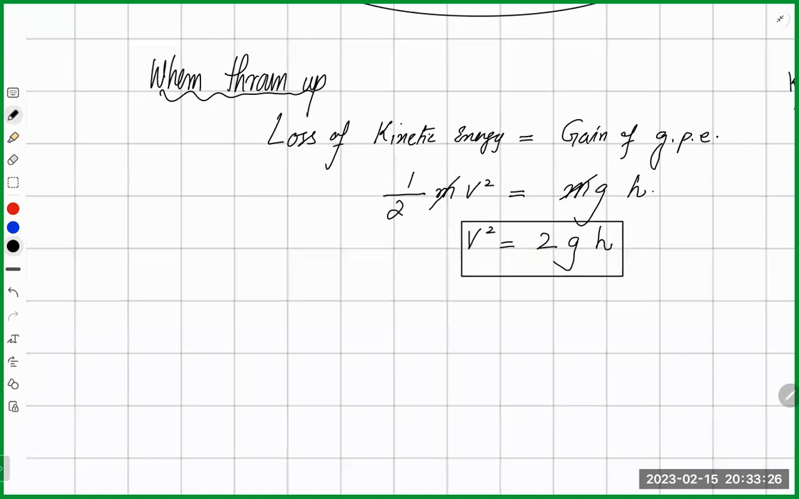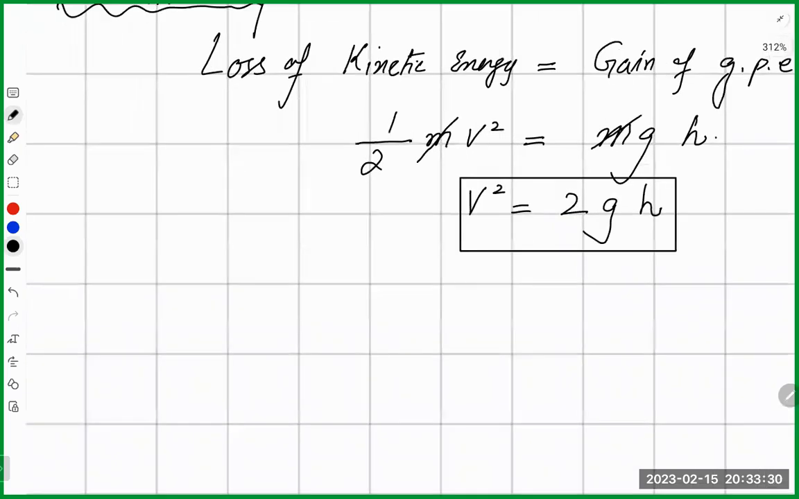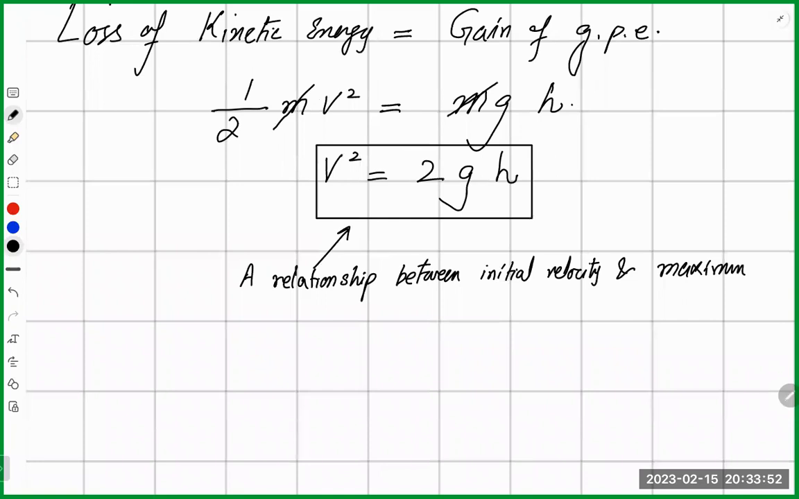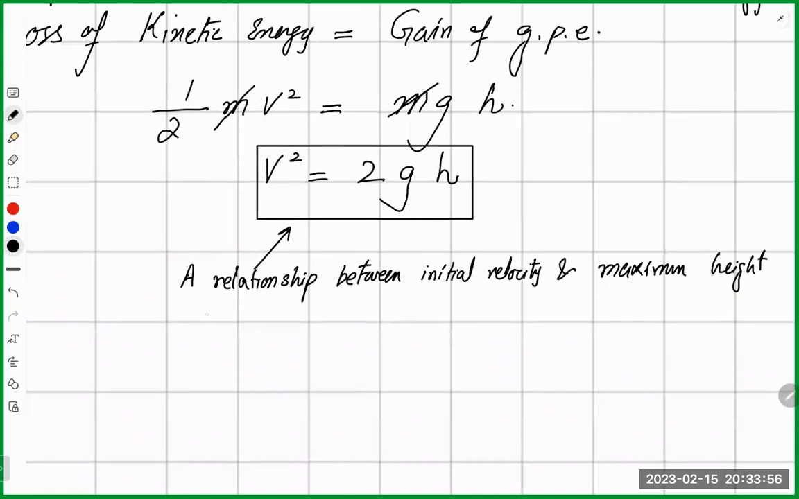So this is a relationship between initial velocity and maximum height. Note, this is completely independent of mass.